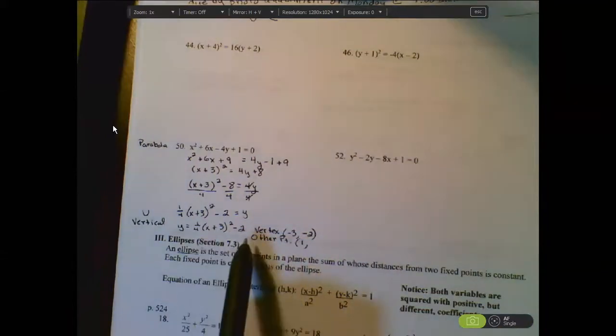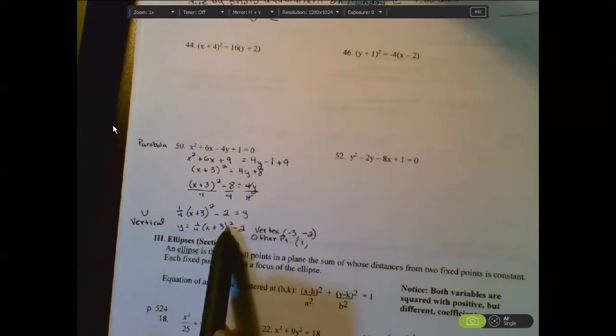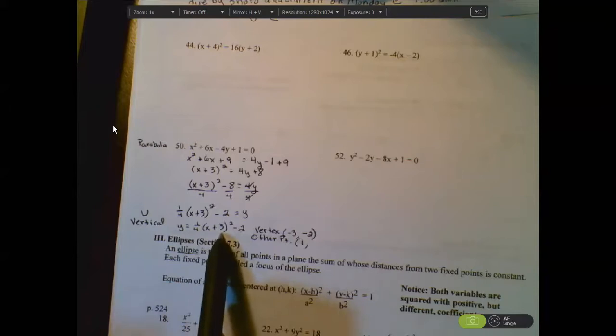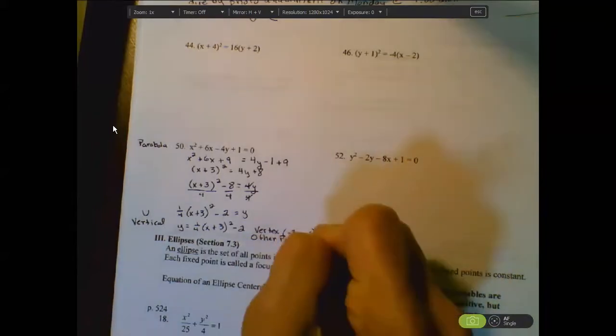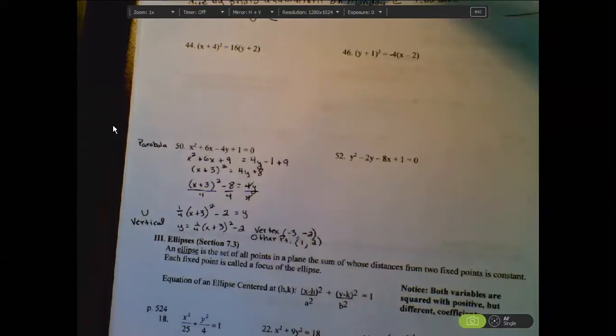My other point, I'm going to let x be 1 and then see what I would get for y. So like I was saying, 1 plus 3 is 4. 4 squared is 16. What's a fourth of 16? 4. And then 4 minus 2 is 2. So I could click that other point and my math lab would finish the graph for me.